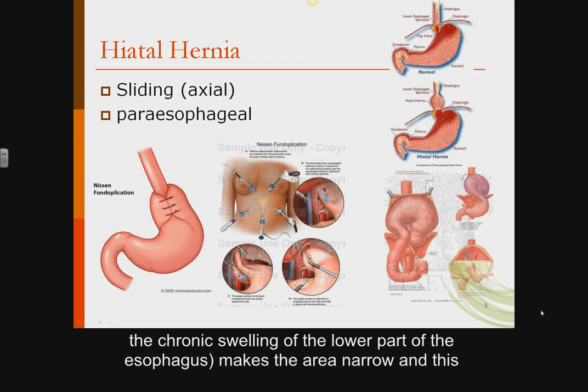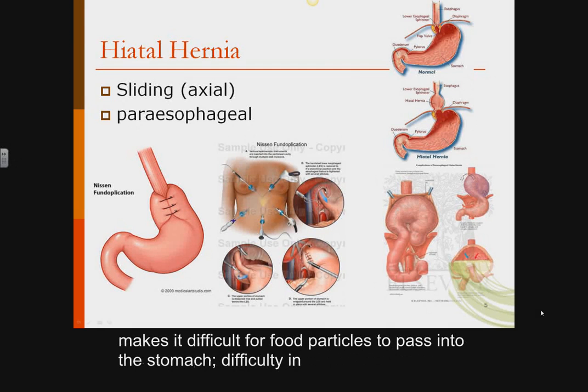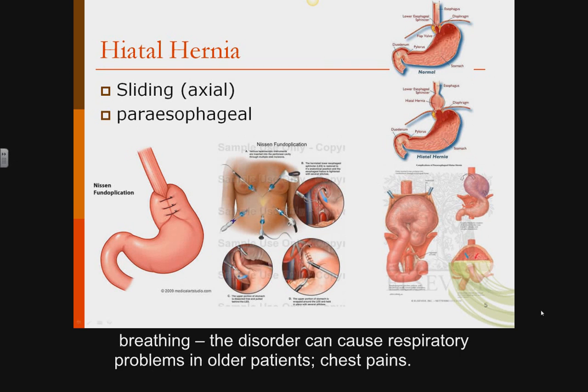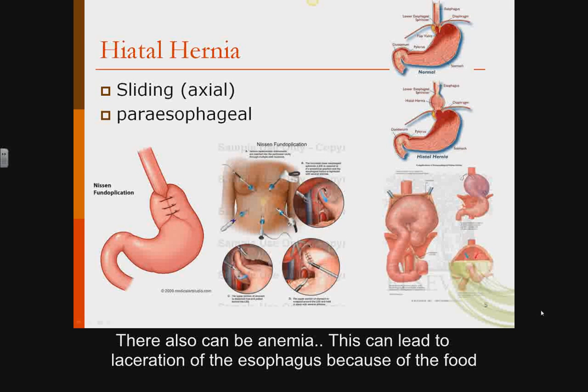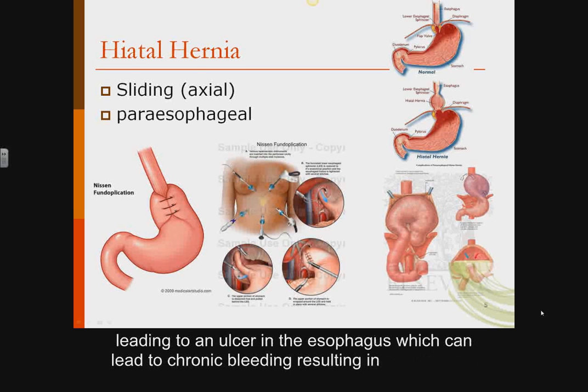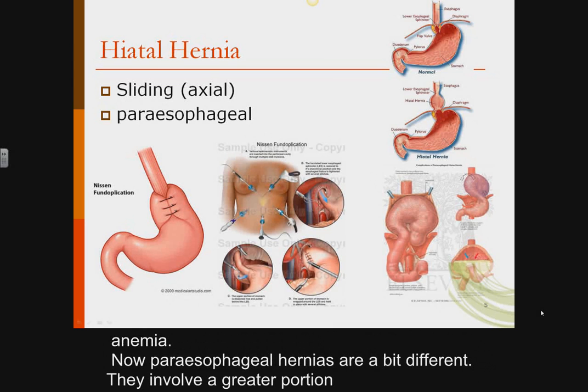The chronic swelling of the lower part of the esophagus makes the area narrow, and this makes it difficult for food particles to pass into the stomach. The difficulty in breathing, that disorder, can cause respiratory problems in older patients and chest pain. There also can be anemia. This can lead to laceration of the esophagus because of the food leading to an ulcer in the esophagus, which can lead to chronic bleeding resulting in anemia.